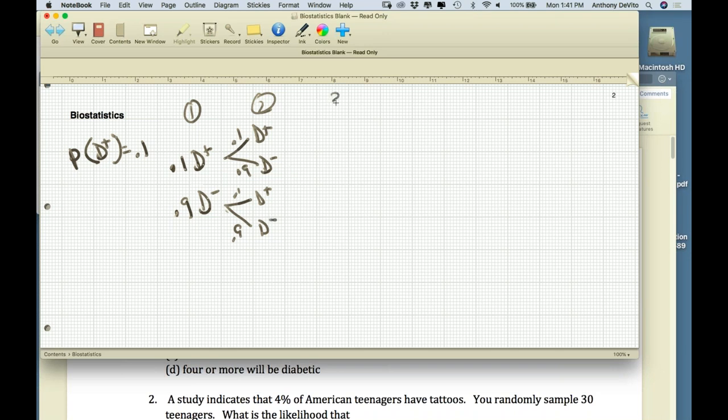Okay, what about the third person we pick? Similarly to what we did with the coin, the third person has the same probability. May have diabetes, the probability is 0.1. The probability of not having diabetes is 0.9 for that third person. And again, 0.1 for diabetes and 0.9 for no diabetes.